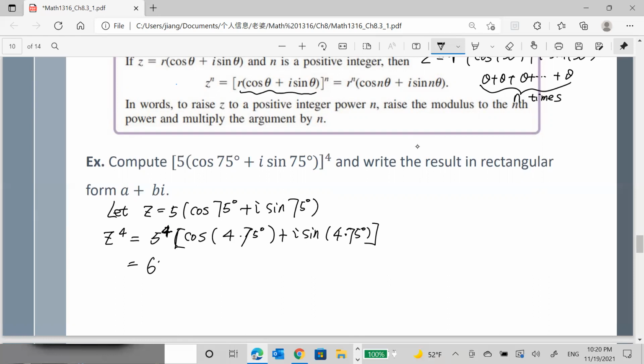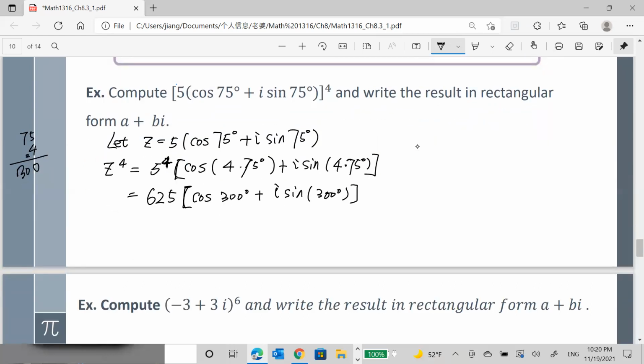So that's 625. And then cosine 75 times 4, so 300 degrees plus i times sine 300 degrees. So it's asking us to convert to a plus bi. That means I need to plug in the value of cosine 300. So where is 300? Is here. The reference angle is 60. So 300 from here to here. So ASTC, cosine here is positive. So positive cosine 60.